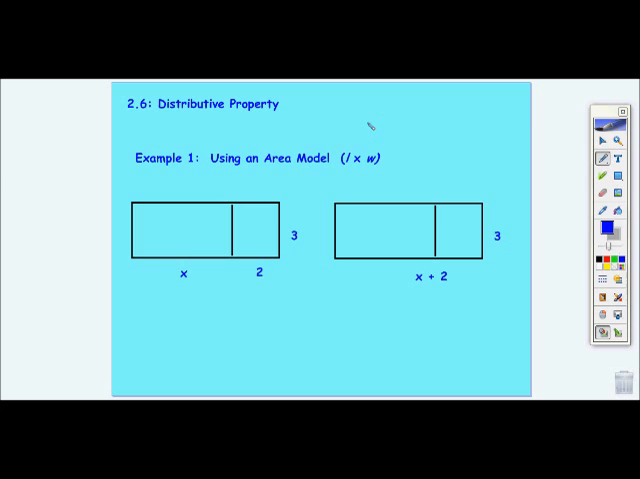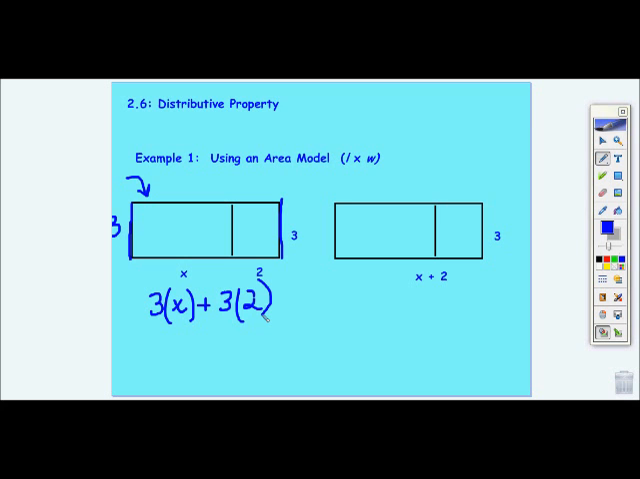So I'm going to first find the area of this rectangle. If this side here is 3, that means this side over here is also 3. So the area of this first rectangle is going to be 3 times x, length times width. And we're going to combine that with the area of the smaller part of the rectangle, which could be 3 times 2. And we will have an example of area there.